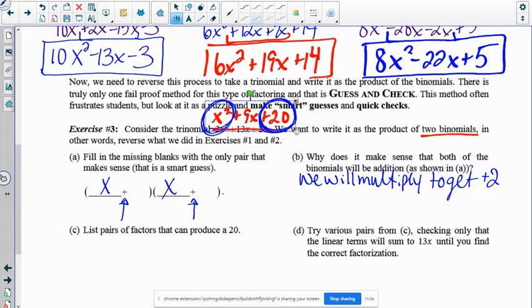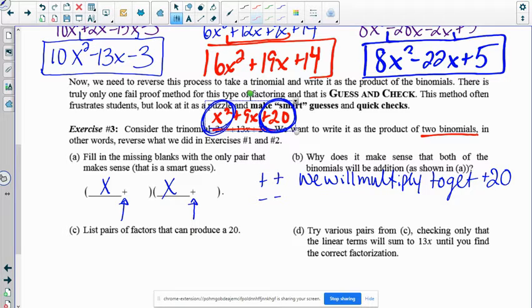All right. We'll multiply to get positive 20. So in order to do that, I need to have either a positive times a positive or a negative times a negative. So how do I know that it's positive positive instead of negative negative?